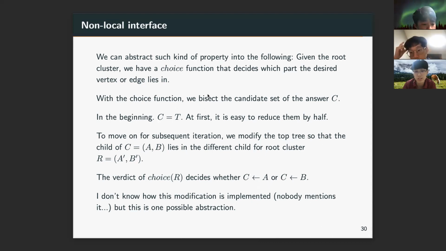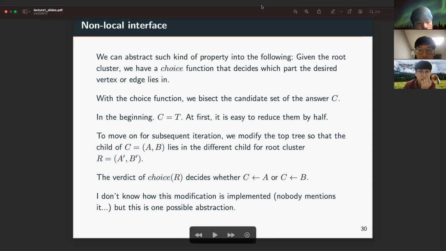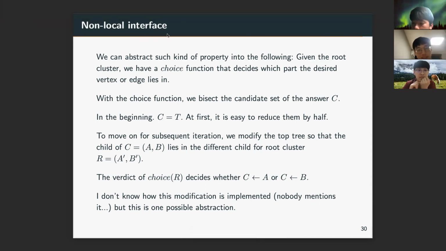We can modify the top tree so that the child of C lies in a different child of the root cluster. I'll not show you how, because I think the authors should prove this, but the paper doesn't mention how to prove this. I was a bit irritated, but anyway.